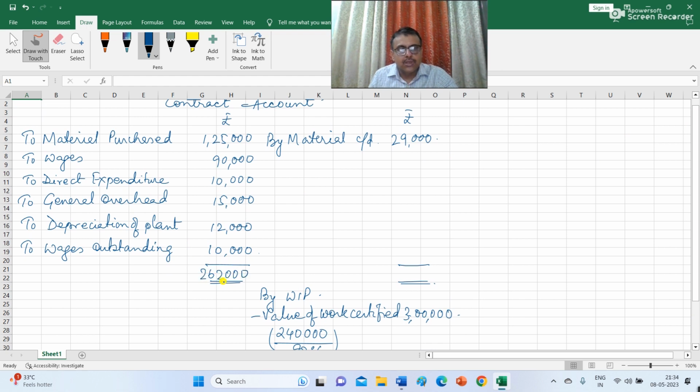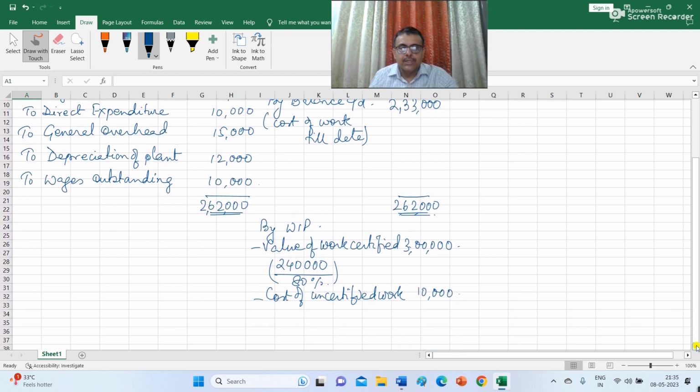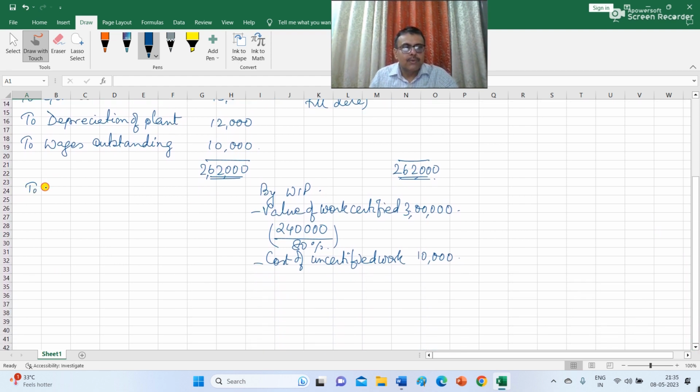2,62,000 is the total of the debit side, and the balancing figure of the credit side, I have to write it as by balance CD. This is the cost of work till date, or this is 2,33,000. Now I have to bring it down on the debit side as to balance BD. Brought down balance is 2,33,000.